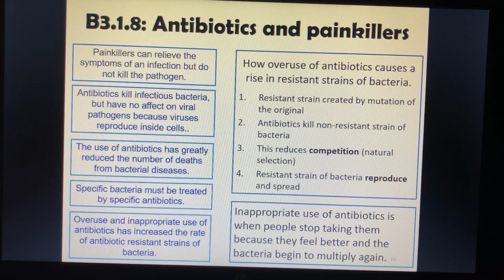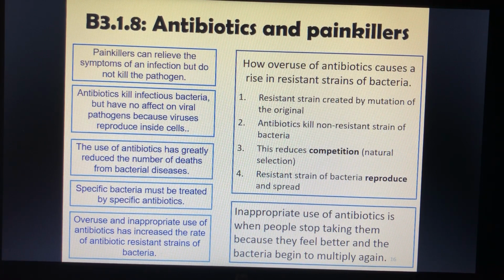I'm going to talk about inappropriate use first of all. Remember, antibiotics must be prescribed by the doctor. So we can't just get antibiotics in the shop, we have to get them from the doctor. Now, inappropriate use is if the doctor says, right, you're going to take all of these antibiotics over the next 7 days, and you get to day 4 and you think, actually, I feel all right now.